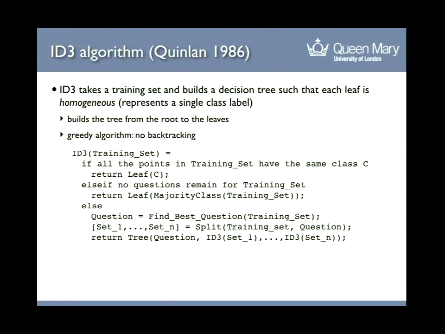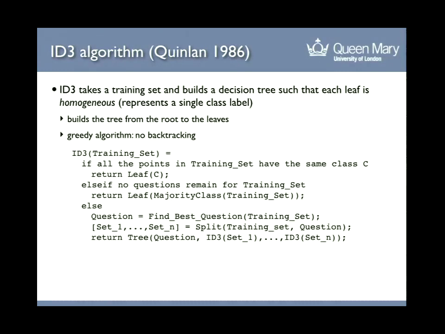We'll talk about how to do that later. You choose some value and you split into two classes, those for which the value is greater than or less than or whatever particular threshold, and those for which it's not. So for each question you have a finite number of answers and you know how many there are.